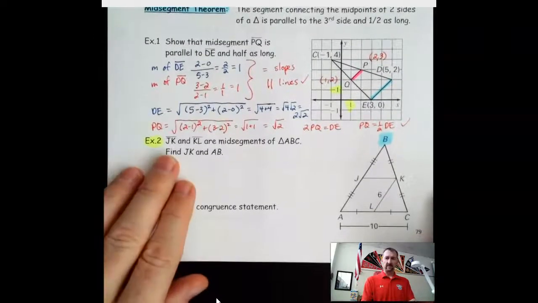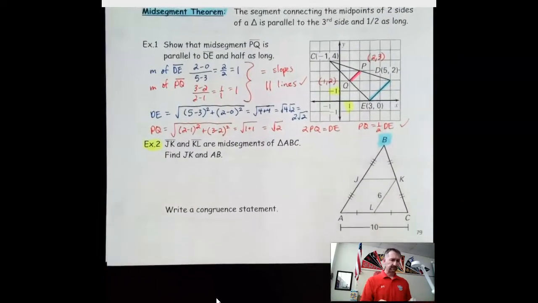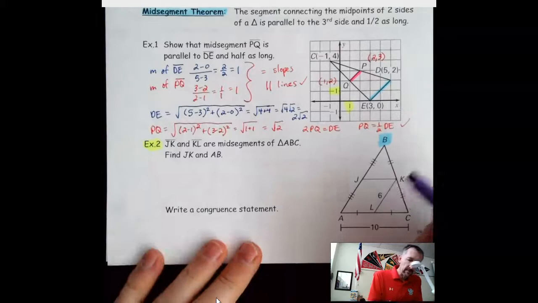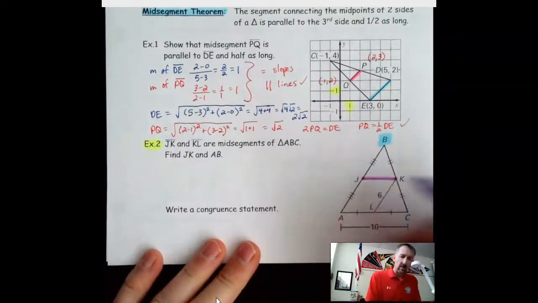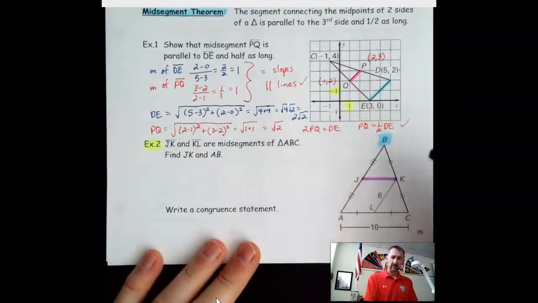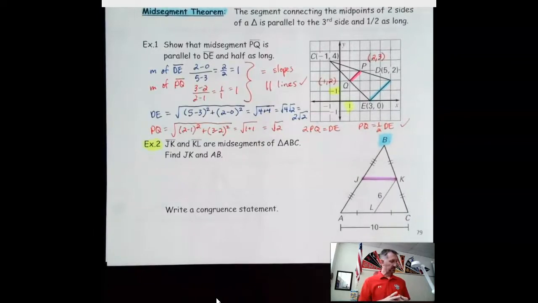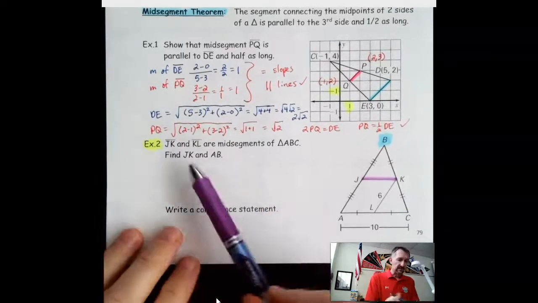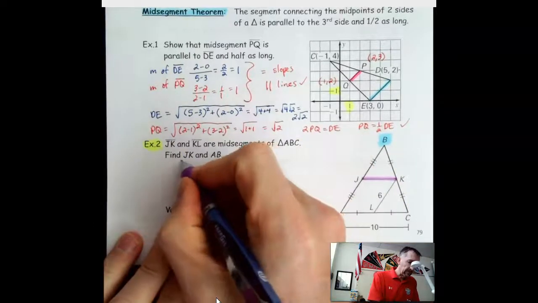This is highlighted as a test question. It tells us that those are mid-segments. So JK, now they didn't need to tell us that because I can see that these two segments are equal and these two segments are equal, so that means those are midpoints. So we should be able to tell it just from the picture. We don't need to be told. Alright, so it says find JK.